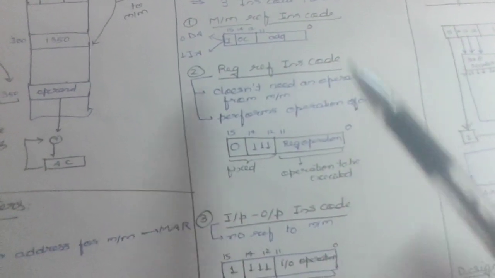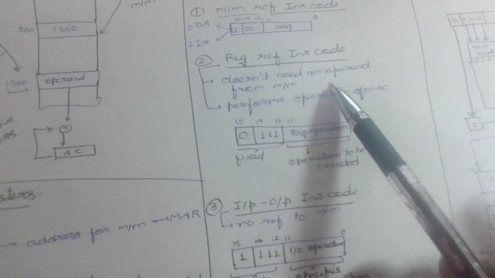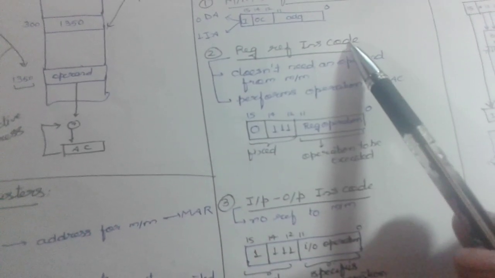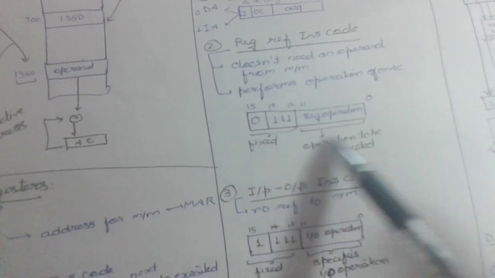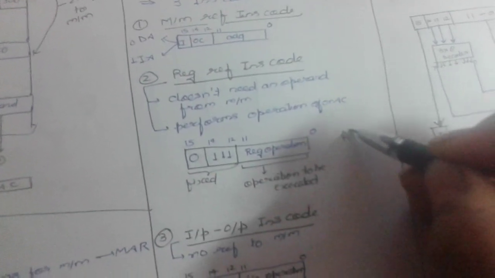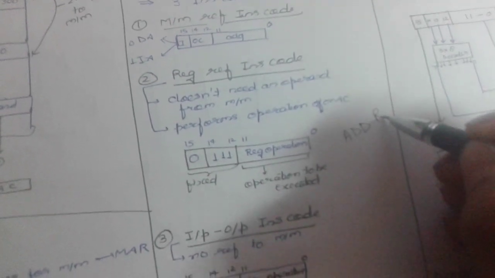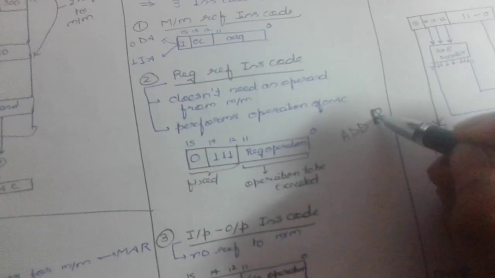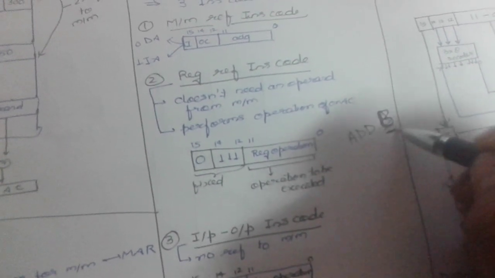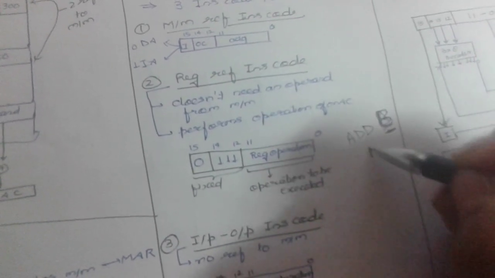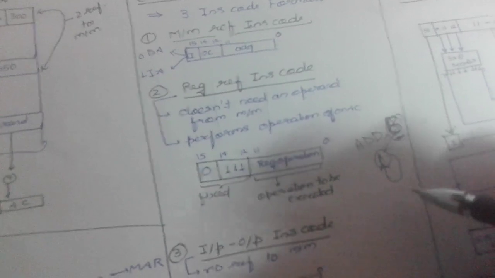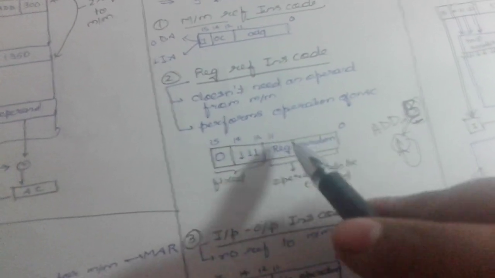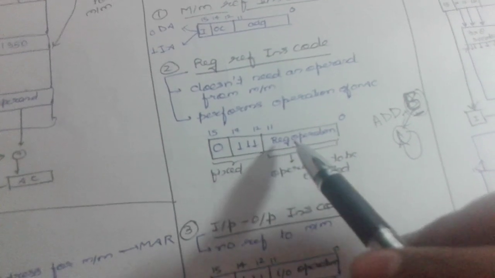Now talking about the second type, that is register reference instruction code. This type of instruction does not require any memory address. An example of this is add R, suppose add A, or add B. This means it contains a register name here. The content of this register will be added to the content of the accumulator and stored in the accumulator. So basically these 12 bits are unused in this case because there is no memory address.